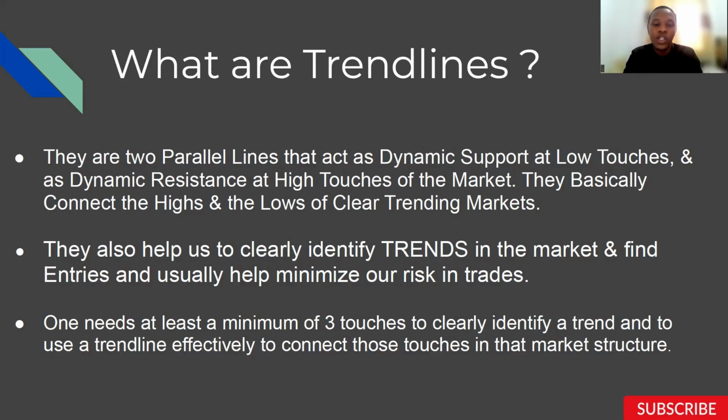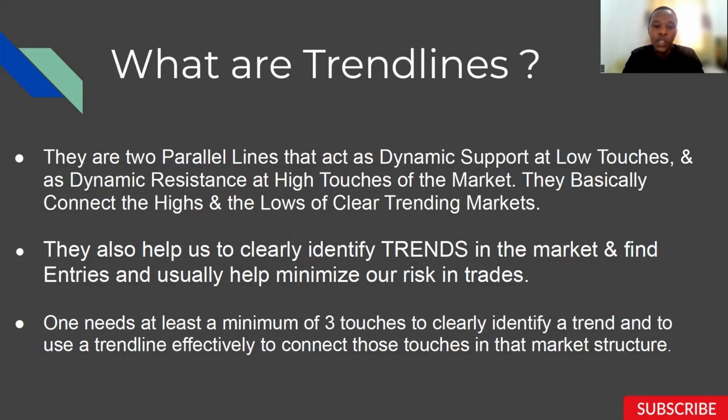So what are trend lines? Because we need to know what they are before we can actually use them, right? They are two parallel lines that act as dynamic support at low touches and as dynamic resistance at high touches of the market. They basically connect the highs and the lows of a clear trending market. You would notice in the previous videos that we use trend lines to connect the tops and the bottoms of the market: your higher highs and higher lows in an uptrend, your lower highs and lower lows in a downtrend, your support and resistance in a consolidating market, right? They also help us to clearly identify trends in the market and find entries, and usually help us to minimize our risk in trades.